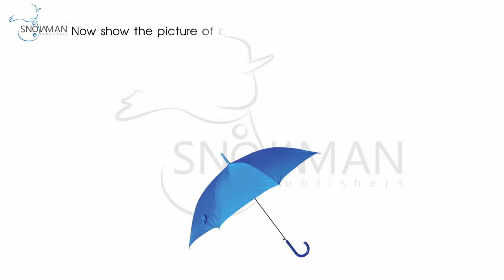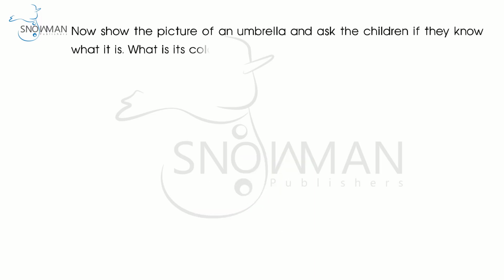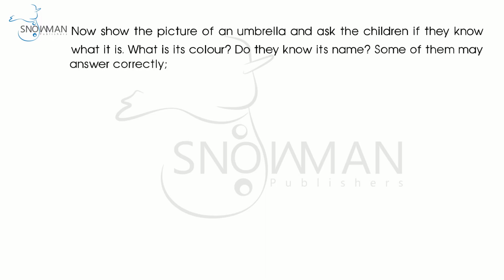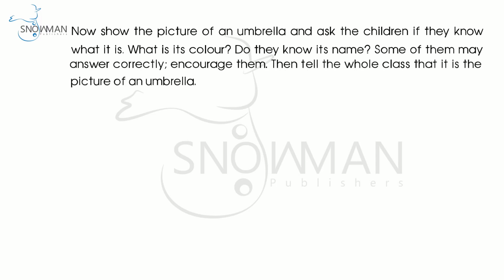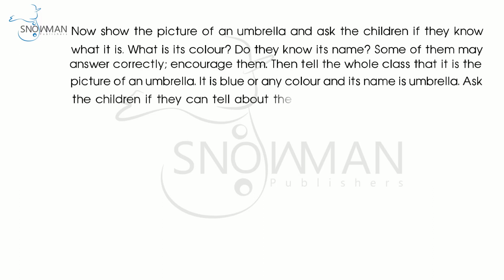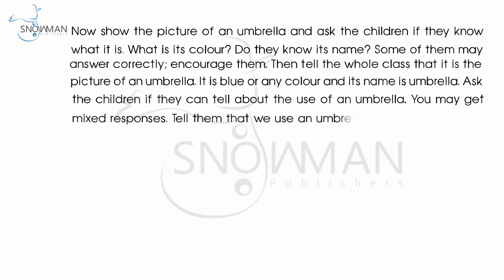Now show the picture of an umbrella and ask the children if they know what it is. What is its color? Do they know its name? Some of them may answer correctly. Encourage them. Then tell the whole class that it is the picture of an umbrella. It is blue or any color, and its name is umbrella. Ask the children if they can tell about the use of an umbrella. You may get mixed responses. Tell them that we can use an umbrella to protect ourselves from rain and sunlight.